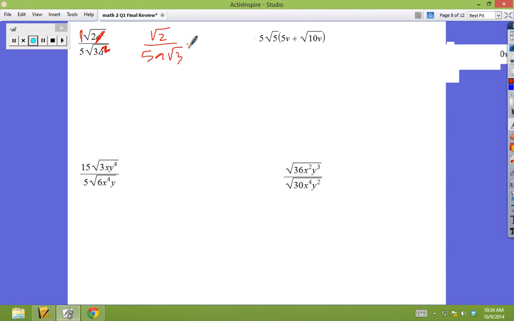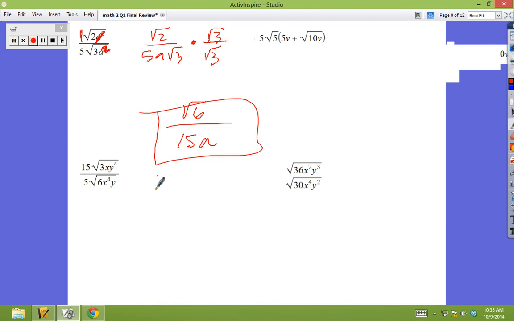You cannot have a radical on the bottom, so you got to times this by 1. Because you times by 1 and you don't change it. But your 1 is going to be clever. It's going to be square root of 3 over square root of 3. So on top you're going to have square root of 6. On bottom you're going to have 5a. That's going to create a pair, so the 3 comes out. So it's going to be 15a. And that's it. That's as far as we can go. The 15 does not play with the 6 because the 6 is underneath and that's on the outside.